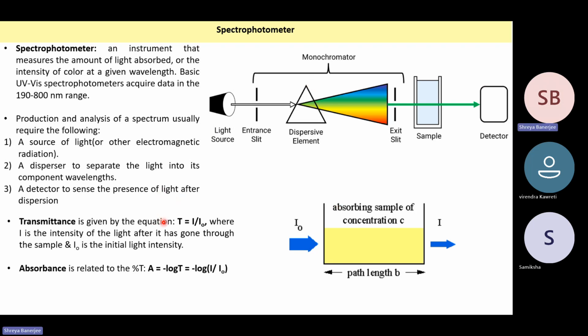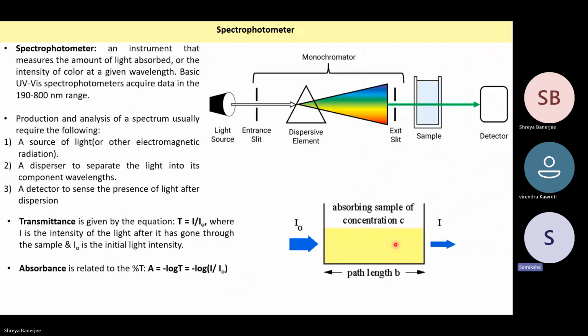Now there are certain terms. One term is called transmittance, which is given by I by I0, where I is the intensity of light after it has passed through the sample, and I0 is the initial light intensity. So I0 is always greater than I, so T is less than 1. Absorbance is another term, which is defined as minus log of transmittance, or minus log I by I0 is absorbance. So these are different terms that are defined with respect to absorption of light.